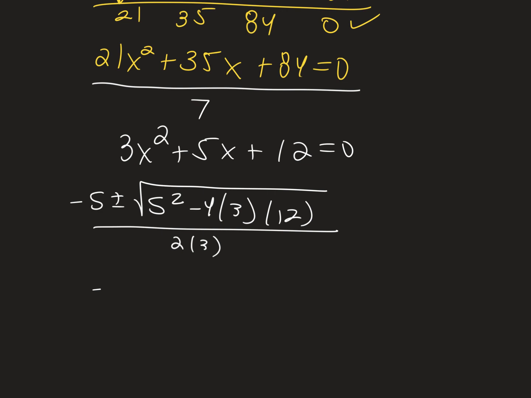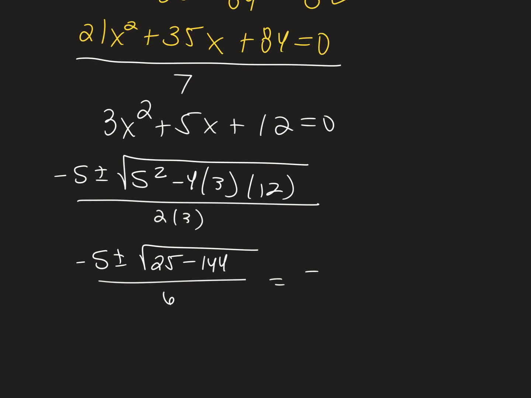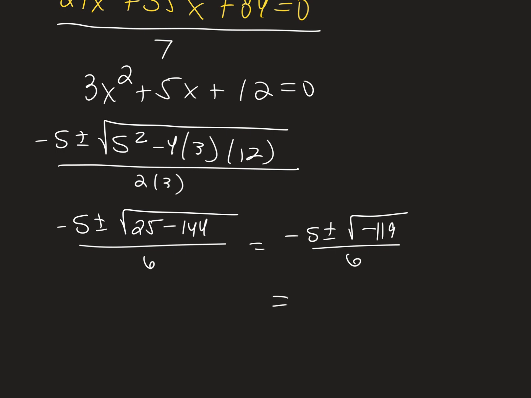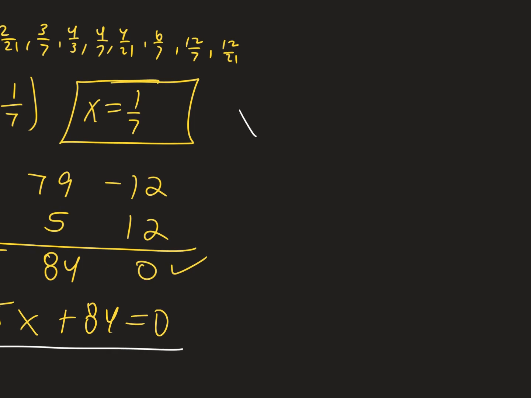All right, so let's simplify. Negative 5 plus minus, what's 5 squared? 25 minus 144, good, divided by 6. So negative 5 plus minus, what's 25 minus 144? Negative 119, okay. Divided by 6, and then what's my last step? Negative 5 plus minus i root 119 divided by 6. There's your 2 other answers. So I have x equals 1/7, and I have x equals negative 5 plus minus i root 119 divided by 6.